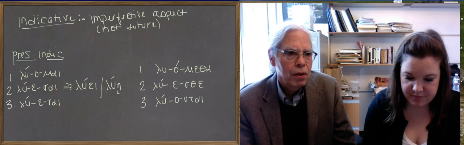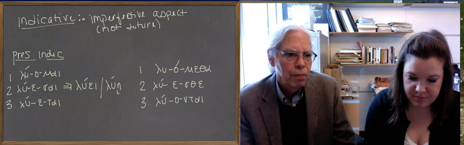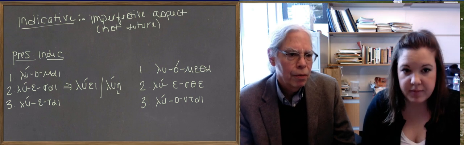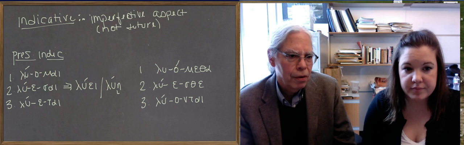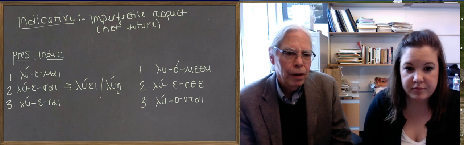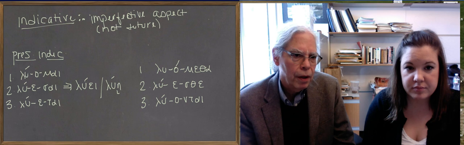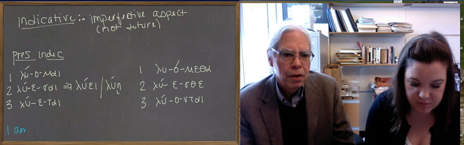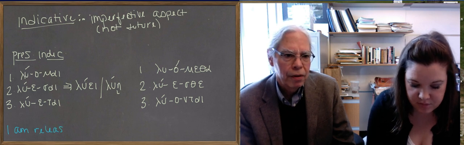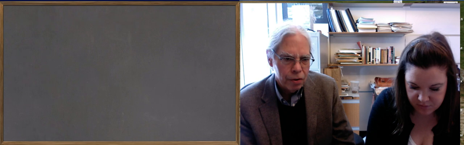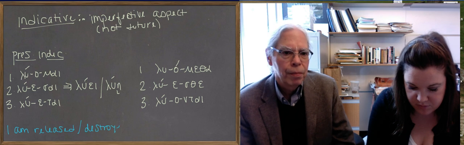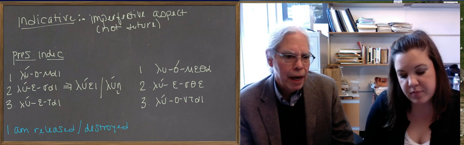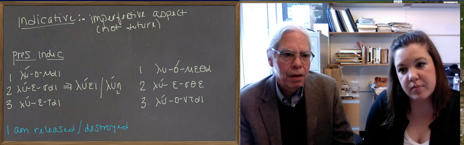So here's how you make the present indicative passive, okay? And you can see we're using the verb luo, to release or destroy. And so this form in the passive voice is going to mean I am released or I am destroyed, as opposed to I release or I destroy, okay? So in which I or you or he, she, or it, depending on the person, is being acted upon, something's being done to you.